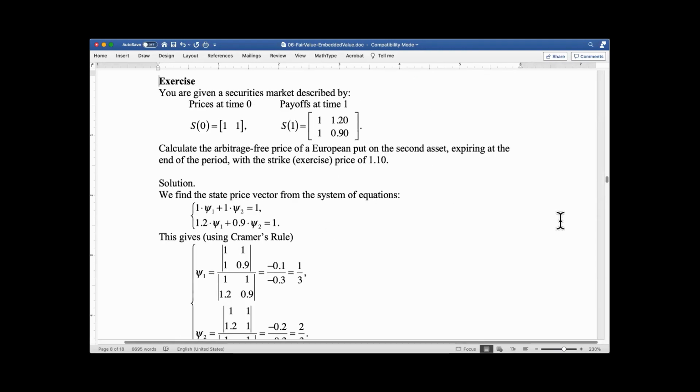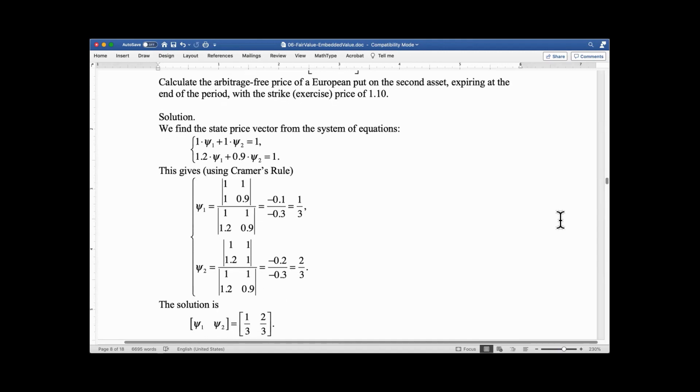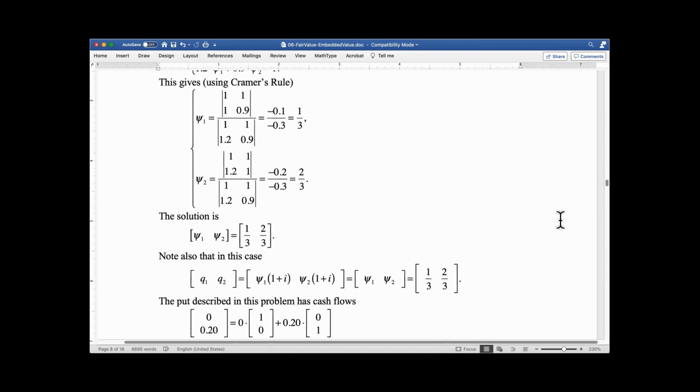I just gave you a simple example of a three-dimensional market model and a simple calculation. You are given a securities market described by prices at time 0 of 1, 1 and payouts at time 1 of 1, 1 and 1.20, 0.90. Calculate the arbitrage-free price of a European put on the second asset expiring at the end of the period with a strike or exercise price of 1.10. So we set the system of equations for the prices of Arrow-Debreu securities: psi1 plus psi2 is equal to 1, and 1.2 psi1 plus 0.9 psi2 is 1. And we solve it. Psi1 is 1/3, psi2 is 2/3.